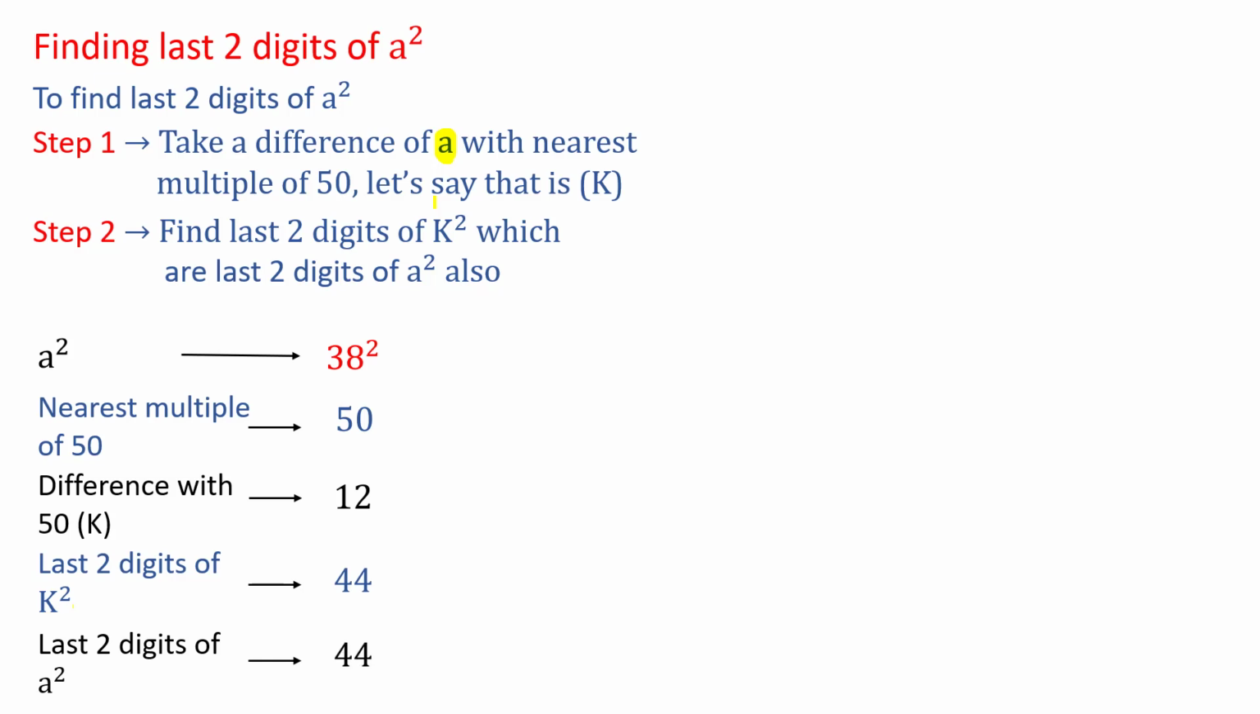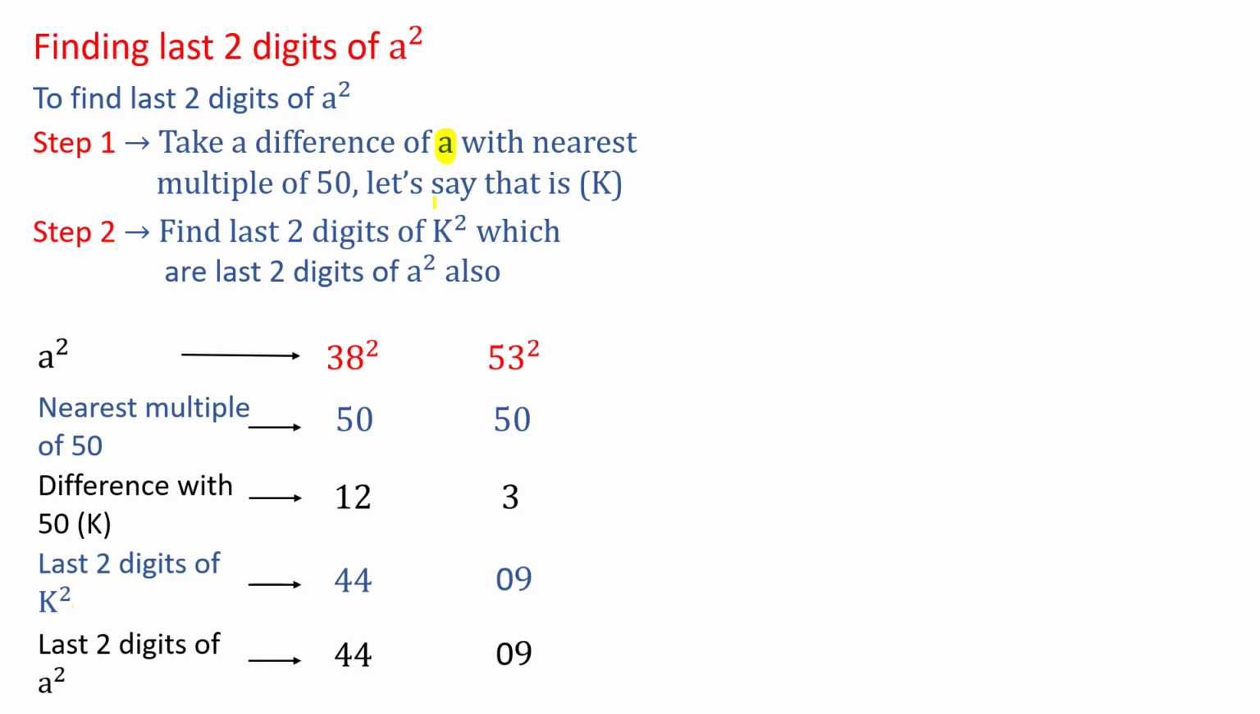Now let's have a look at the second example. The second example is 53 square. The nearest multiple of 50 to 53 is 50 itself. The difference of 50 with 53 is how much? 3. 3 square is how much? Look here, 3 square is 9, but we are not going to write 9 here. We want the last two digits, so we will write 9 as 09. So the last two digits of 53 square are going to be 09 only.